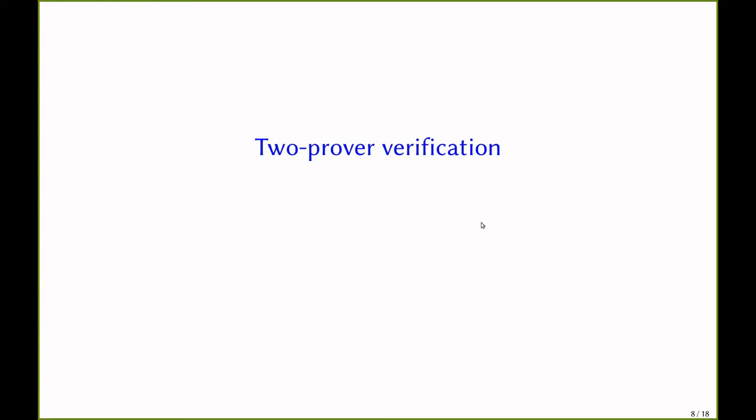Okay, as I said previously, for oracle separation we don't really worry about whether the oracle is efficient or implementable. But it turns out the efficient separation can be used to give a two-prover verification, which is going to be the next part of this talk.